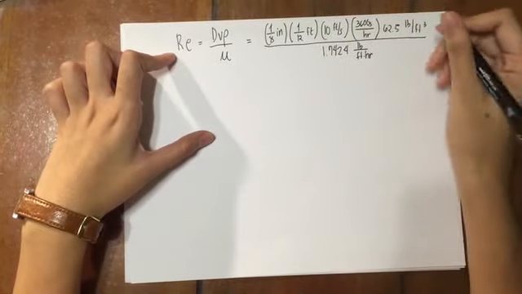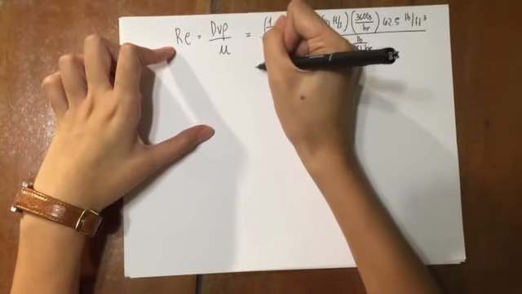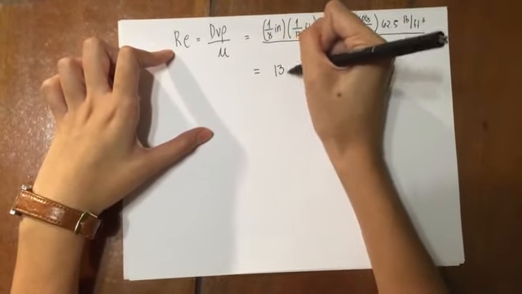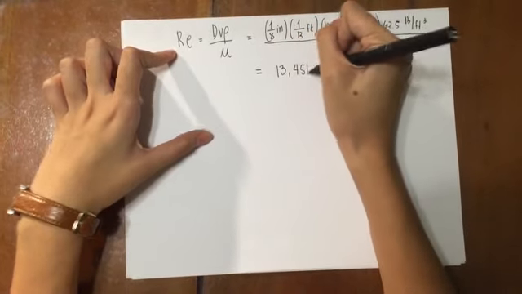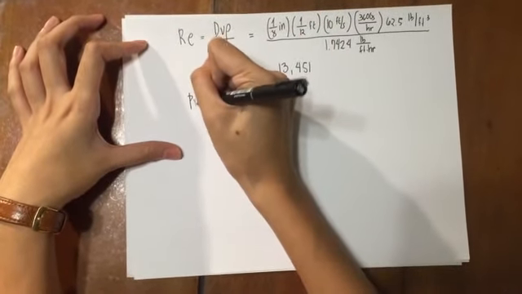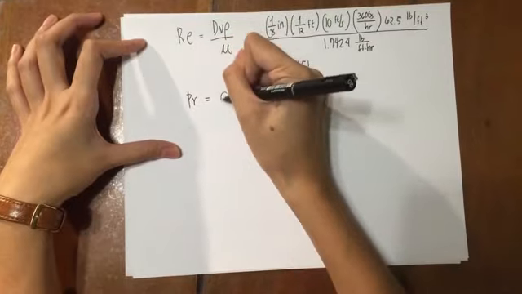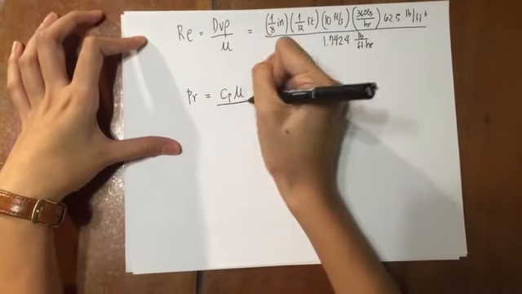We will now multiply these values and we will get a result of 13,451. For the Prandtl number, which has the formula Cp times viscosity over K.